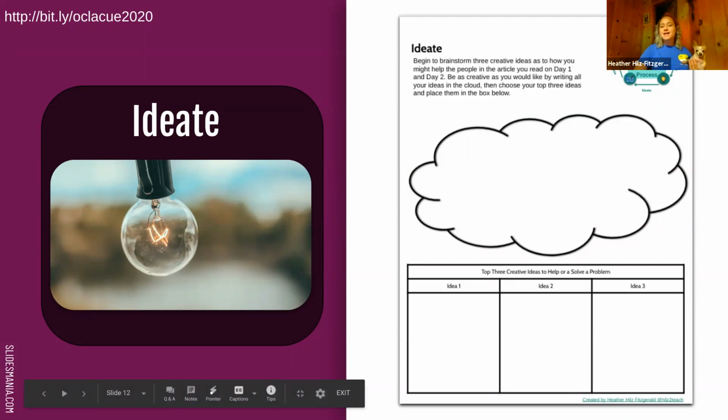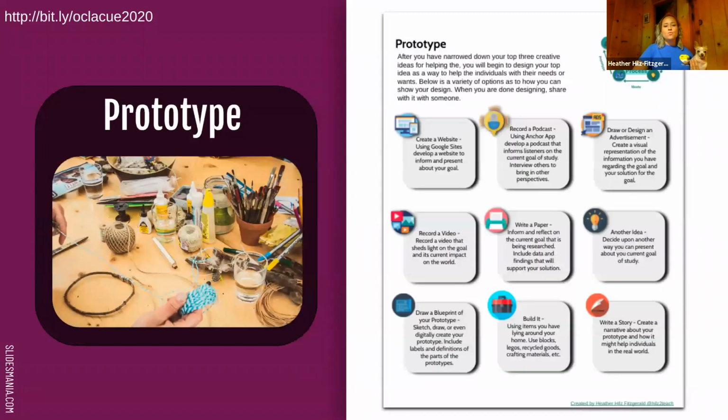After we're ideating, we now get into the hands-on part. Now, again, back to my story, quarantine, we're locked down, we can't move around our communities. We cannot really exit our homes. And so I wanted to be able to give multiple possibilities to our students as to what a prototype might look like in this setting.